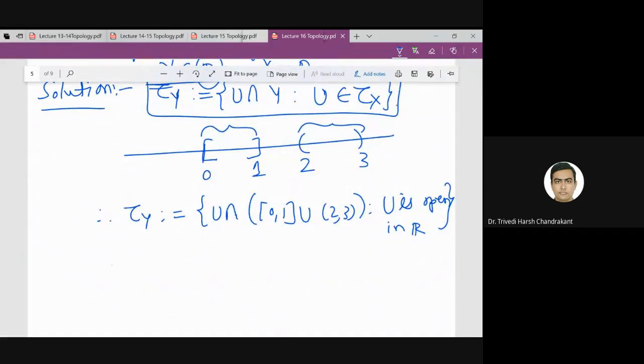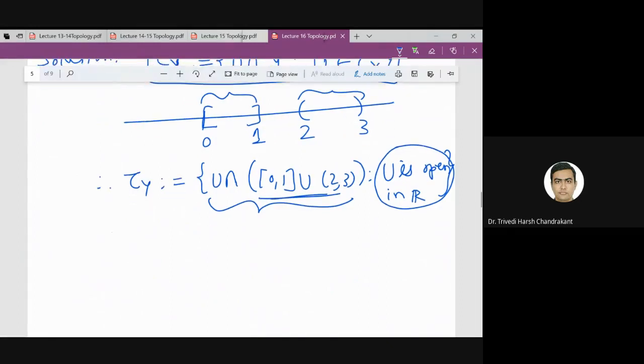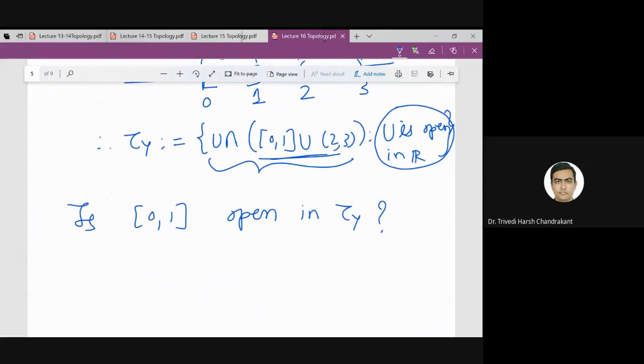So all the open sets in the subspace topology are of this form: some open set in R, and its intersection with Y. So the first question is, is closed interval 0 1 open in tau Y, that means is it an element of tau Y? It is a subset of Y, right? But whether it is open or not, that means whether it is of this form or not.